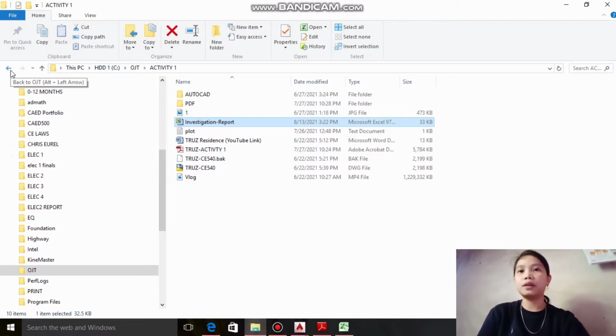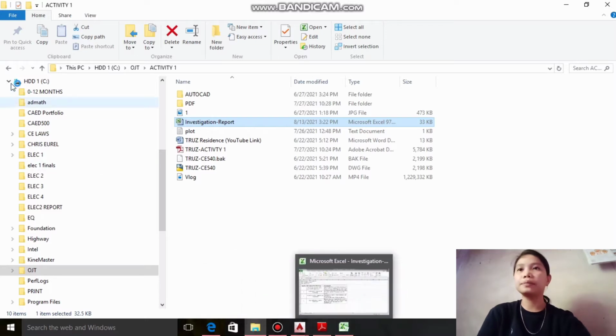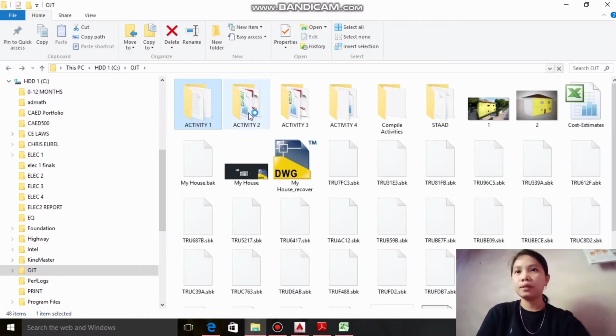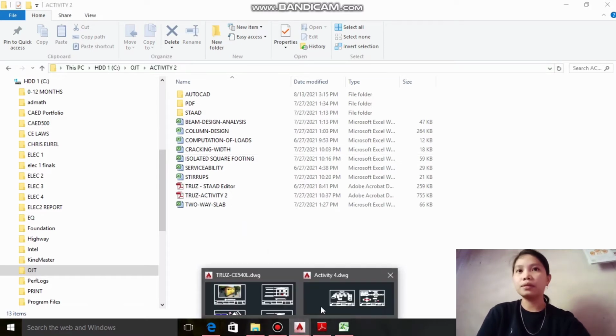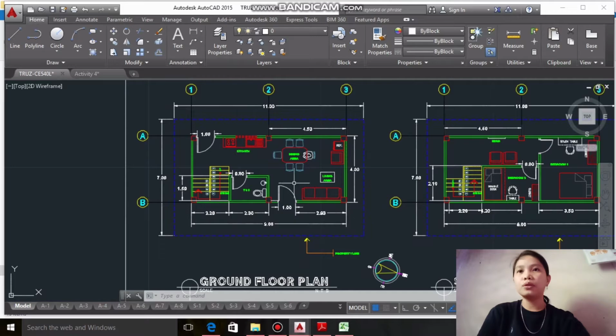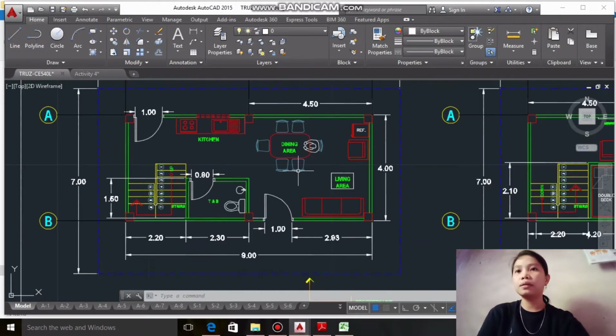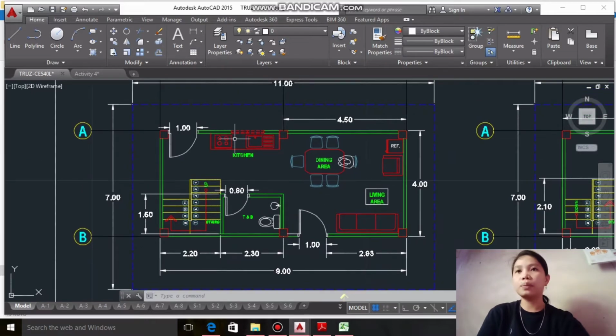Going to present my architectural plan. So this is my foundation plan and the second floor plan, the ground floor plan. So now there are stairs, kitchen, dining area, the living area, CR.